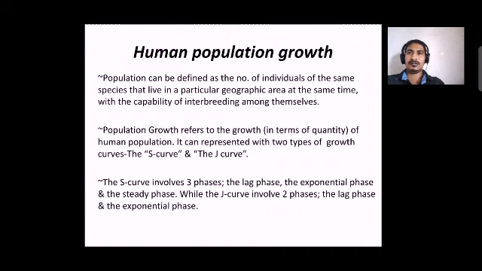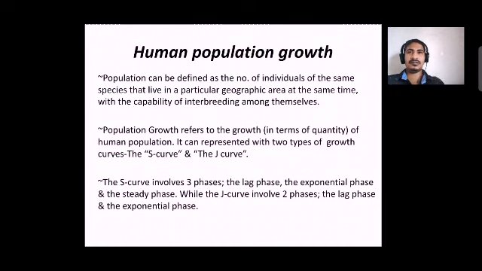Human population growth simply refers to the growth of the population of human beings in terms of their quantity, and their impact on the geographical locations. Now, population can be defined as the number of individuals of the same species that live in a particular geographic area at the same time with the capability of interbreeding among themselves. That means a group of a particular species comprises the population. Population growth refers to the growth in terms of quantity of human population.